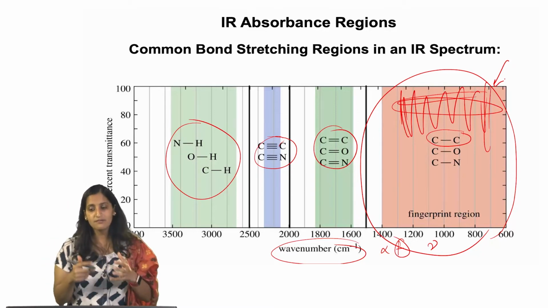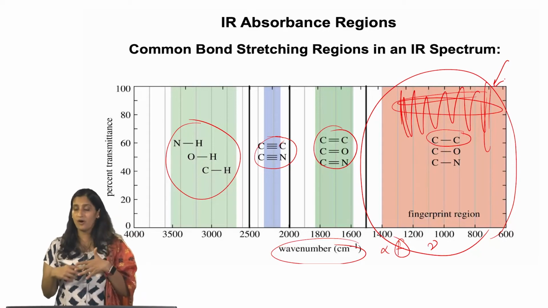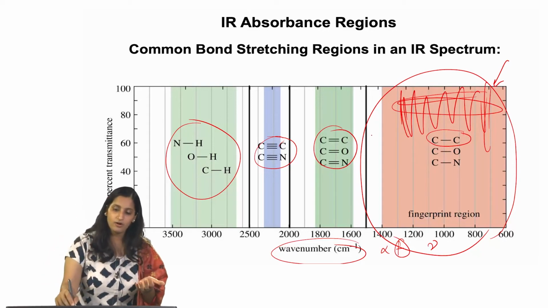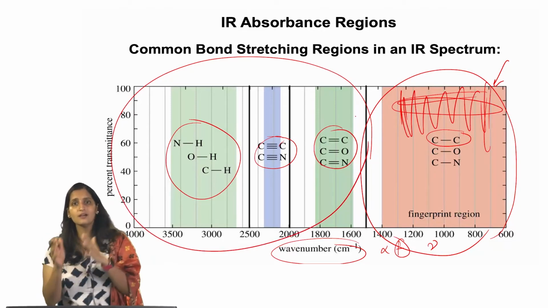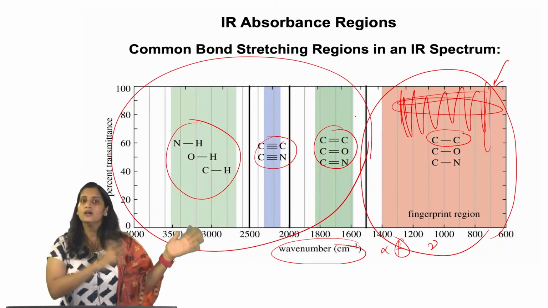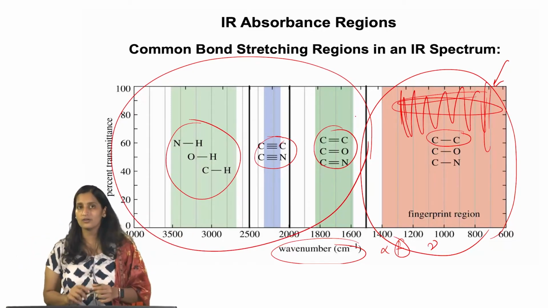Okay. And that's why when people want to figure out if you have formed a particular functional group, they always rely on this side of the IR spectrum. They always rely from 1600, or rather 1400, onwards to 4000 and try to figure out the functional groups.